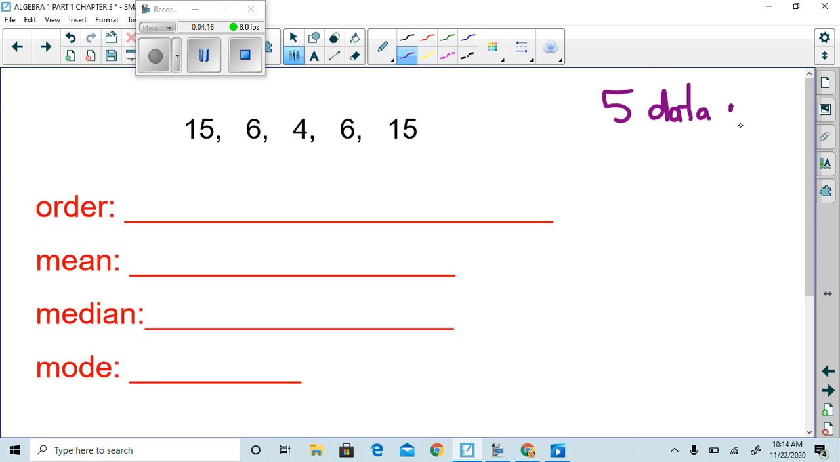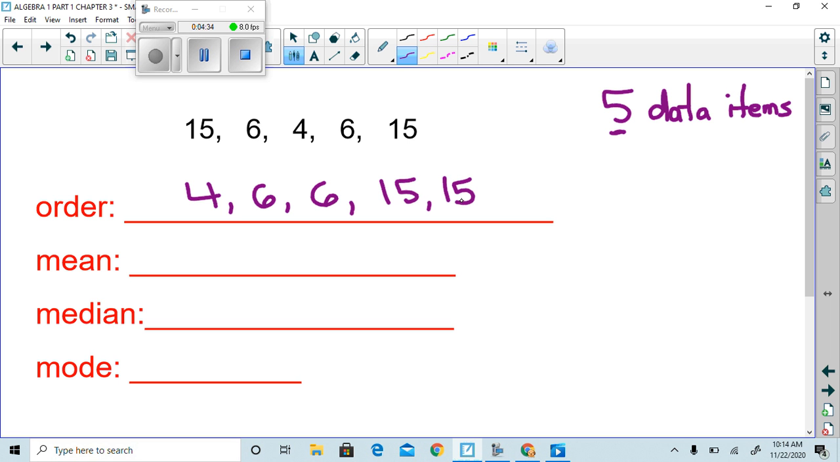Do I have to write this down? No, but in the first couple I'm doing that to remind you that this is an odd number, so we're going to find that median right in the middle. We start by ordering: 4, 6, 6, 15, 15.